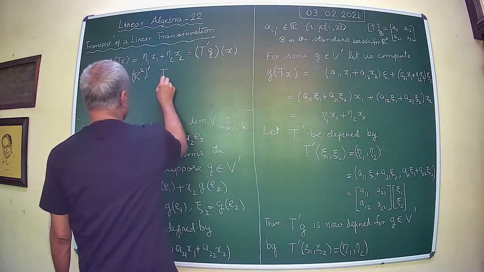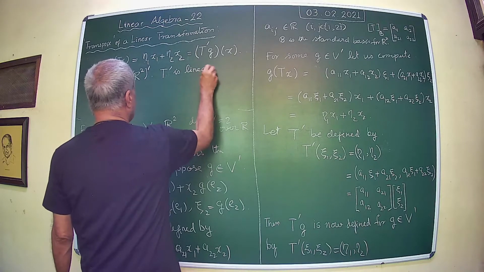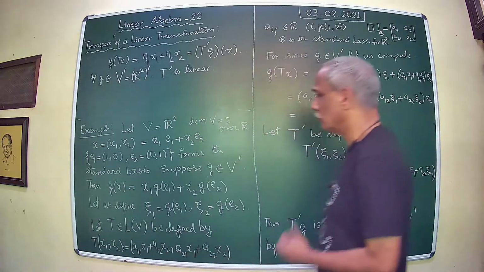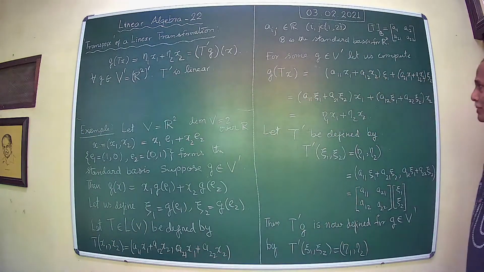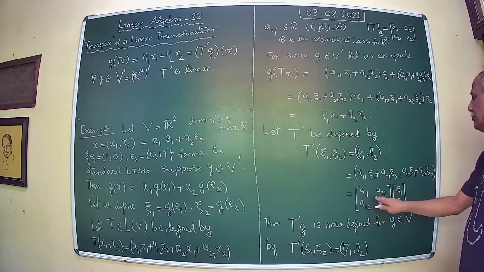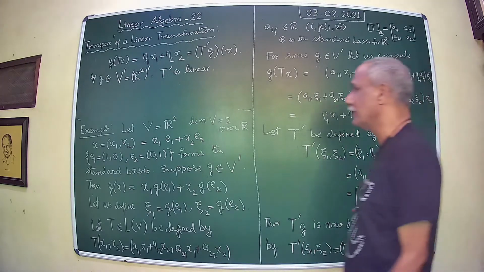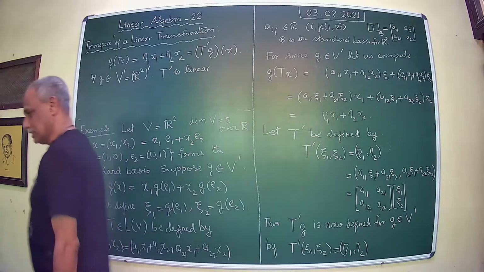One can verify that T prime is linear. So you shall do in general. T prime is linear because you see that T prime is represented by A11, A21, A12, A22, multiplication of psi1 and psi2. Therefore, it's a linear transformation.